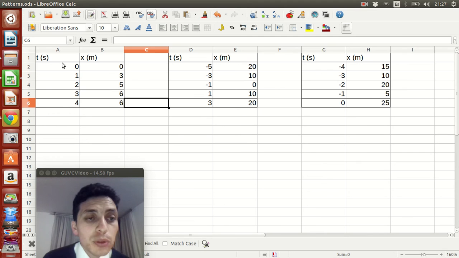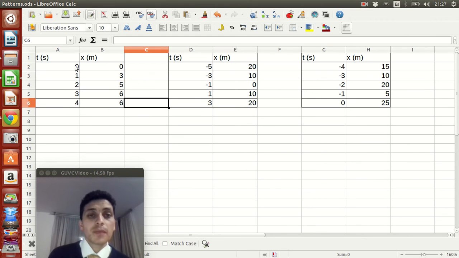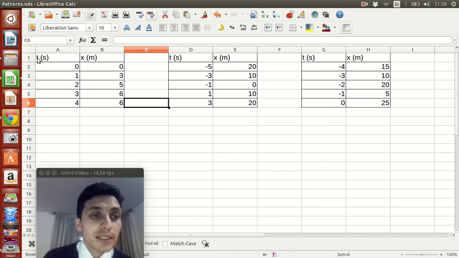Which one is the input first? Which one is the domain? So which one is the independent, the time or the position? The time is the independent variable. We couldn't stop time, but we can change our position.